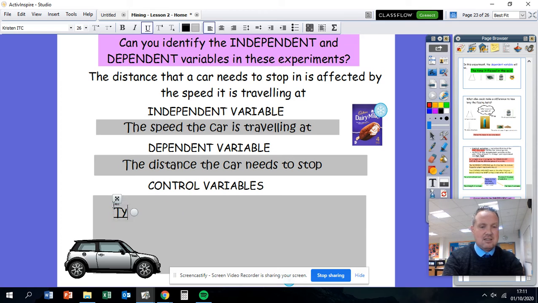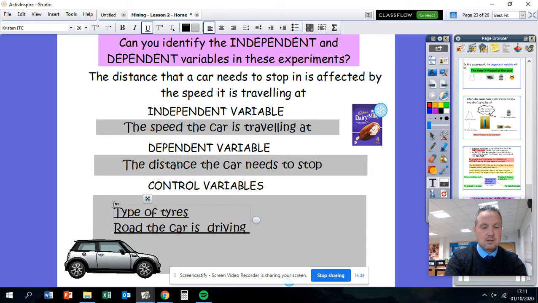Well, I might say the type of tires on the car. Or I might say the road that the car is driving on. I could put those in as control variables. So I need to think of all the things that I would keep the same in an experiment.